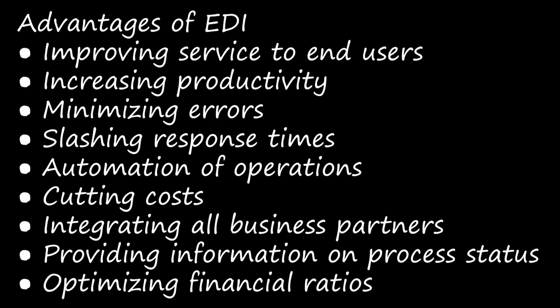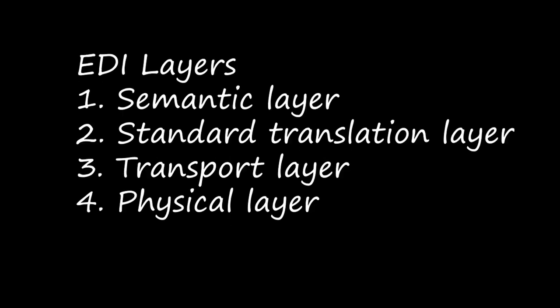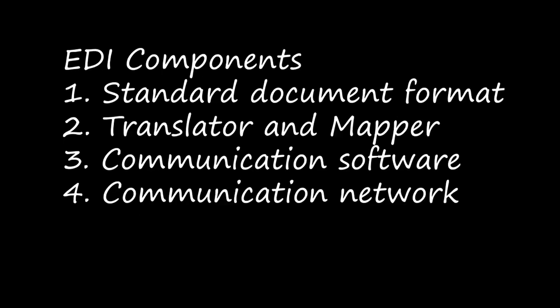And then we have seen about the EDI layers also: semantic layer, standard translation layer, transport layer, and physical layer, right? Today we are going to see about EDI components. Okay, there are four major components in this electronic data interchange. They are standard document format, translator and mapper, communication software, and communication network.